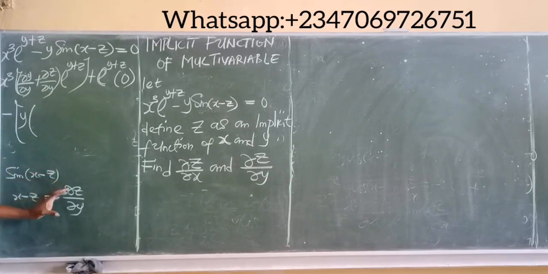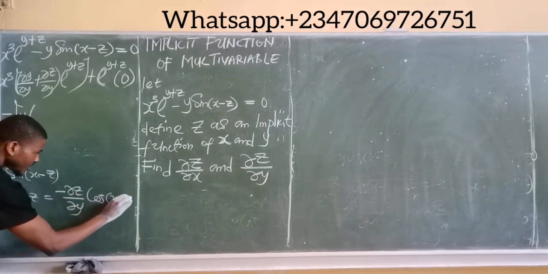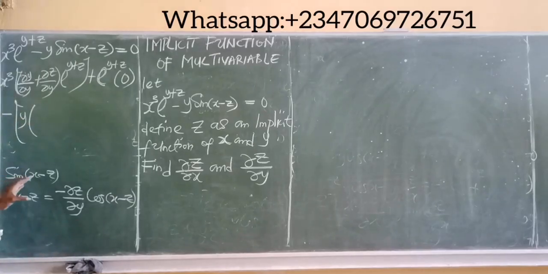Now use this derivative to multiply what? The derivative of the trig function itself. That gives you the derivative of the whole function. If I've obtained the derivative of the angle, use it to multiply the derivative of the trig function. The trig function is sine. Derivative of sine is simply cos. So that means I'm simply going to multiply this value by cos x minus z.